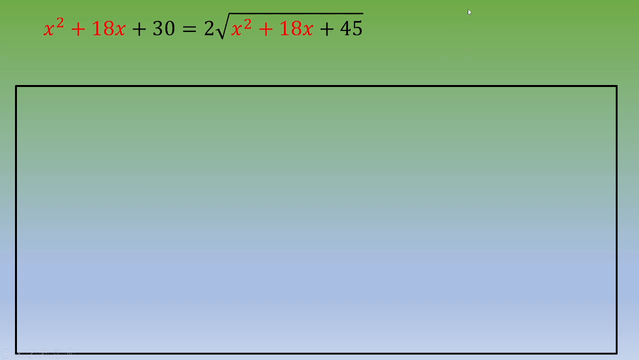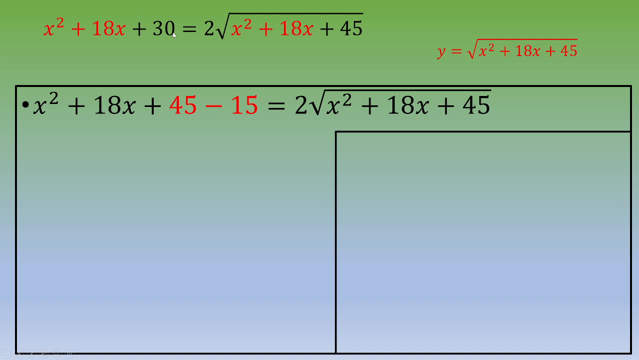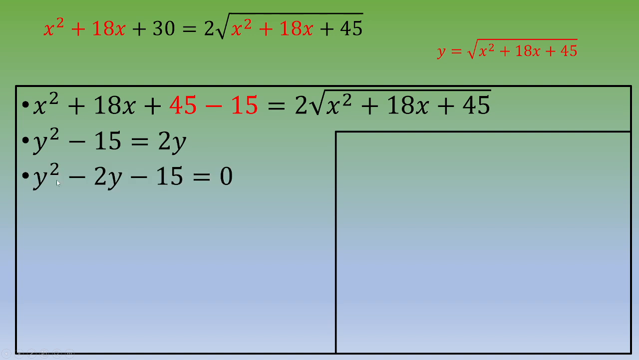So we are going to set y equals the square root of x squared plus 18x plus 45. Let's rewrite this quantity, but now, instead of 30, we are going to write 45 minus 15. If we pay attention to the first three terms, this is y squared minus 15, and on the other side of the equation, this is 2y. So we can rearrange this and we end up with y squared minus 2y minus 15 equals 0.